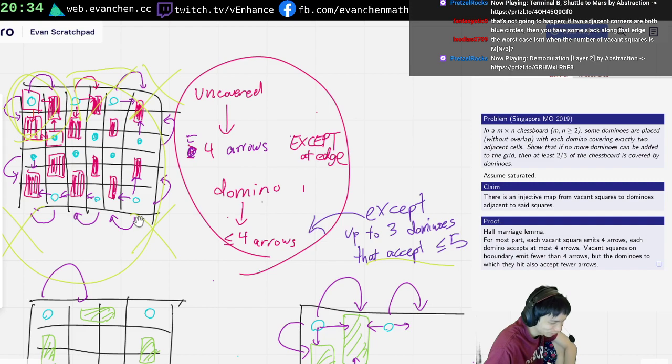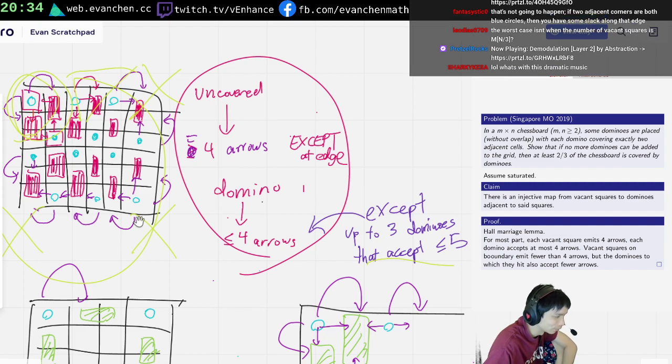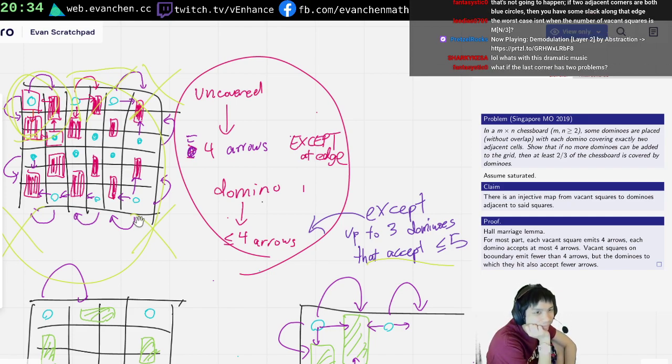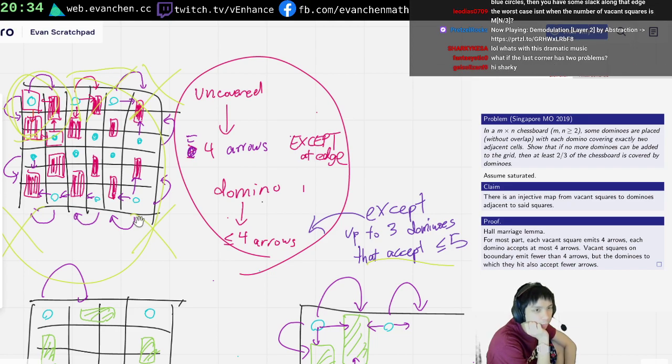This actually worked. This is the dumbest thing I've done in a long time. Is it that dramatic? I don't think it's that dramatic. What if the last corner has 2 problems? Every corner has at most 1 problem, right?